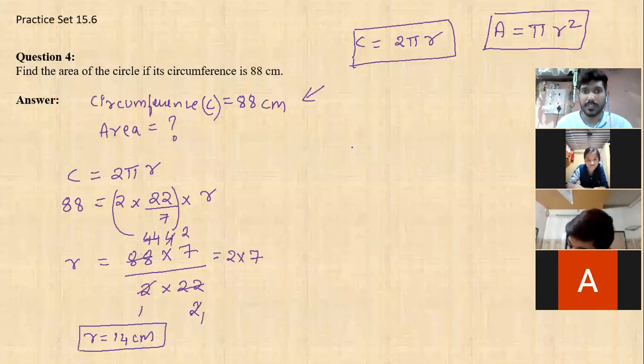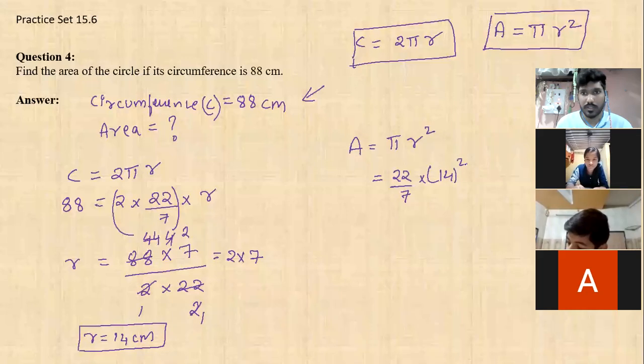Now we know the radius, we can find out the area. Area is equal to pi r square. So pi is 22 by 7, r is 14. So area will be 22 upon 7 into 14 into 14.